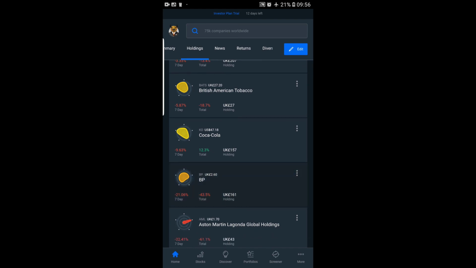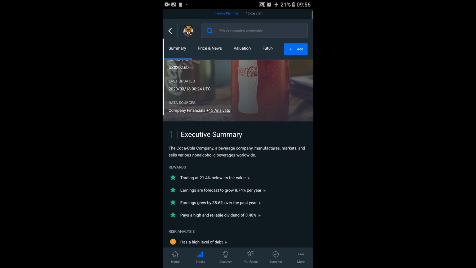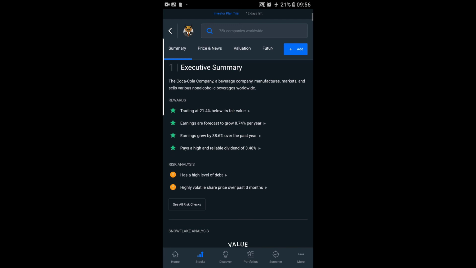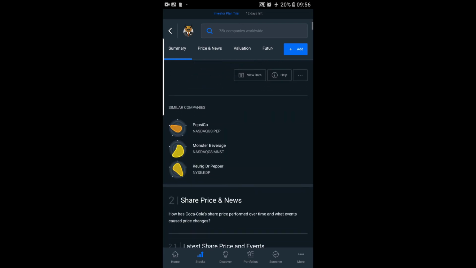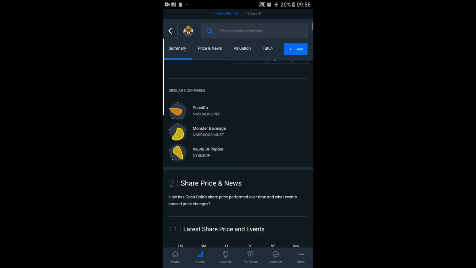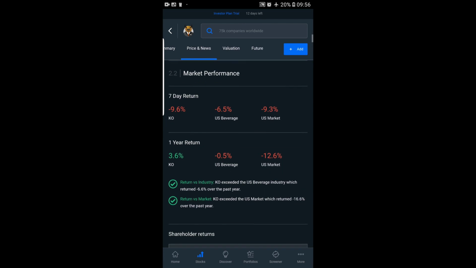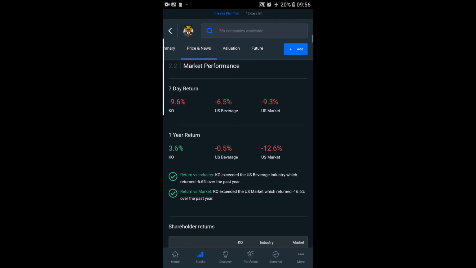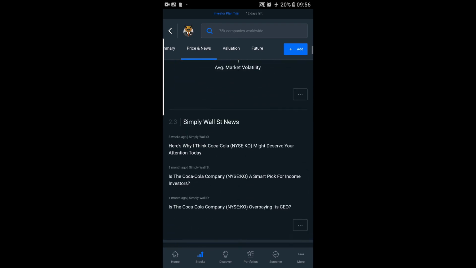There you go, Coca-Cola. It will tell you a little bit about the company, what they do, what the risks are, what the good points are. Here's the snowflake analysis. You can see the dividend is nearly touching the end, because they're so good at dividends. It also gives you similar companies, PepsiCo is one, and a few others. So I will be investing in that. It will also give you analytics of what's happened in the last couple of days, couple of years, that sort of thing.